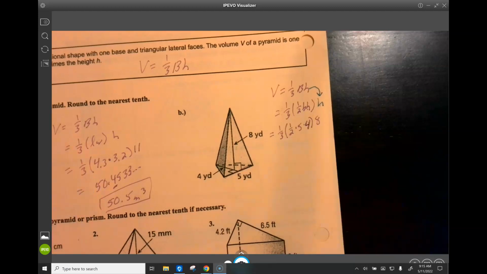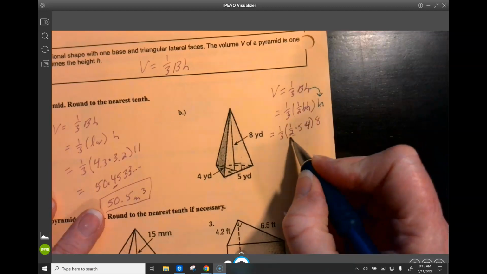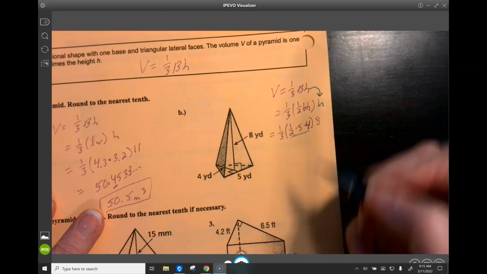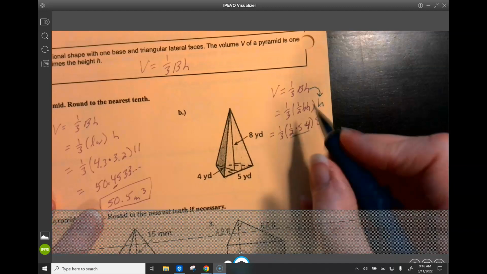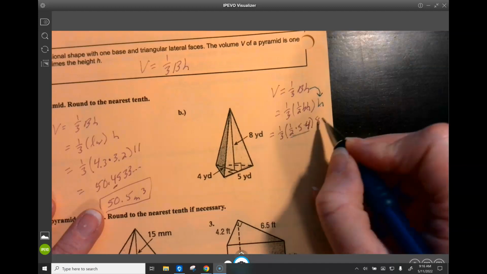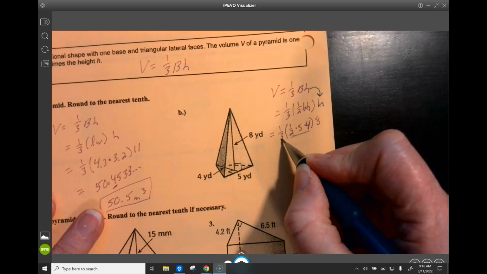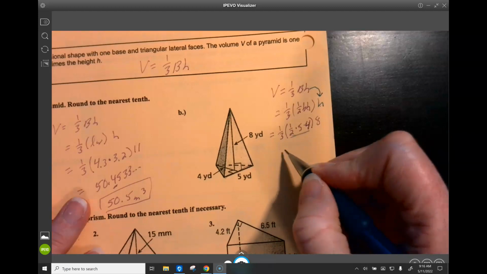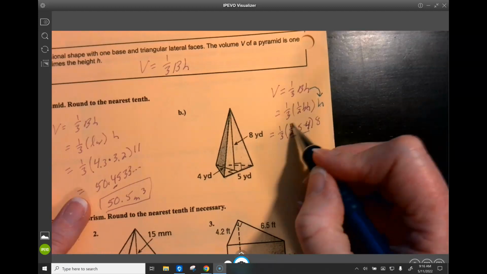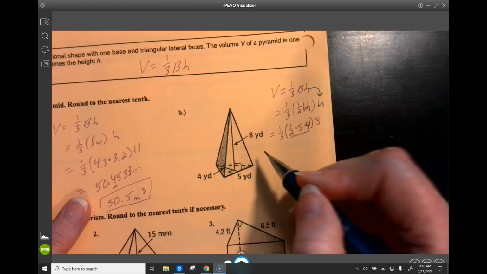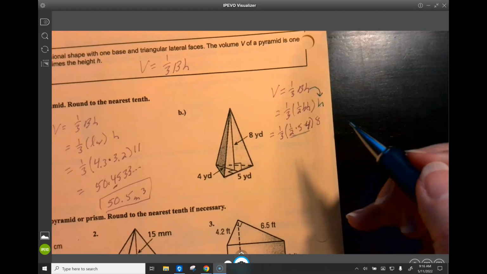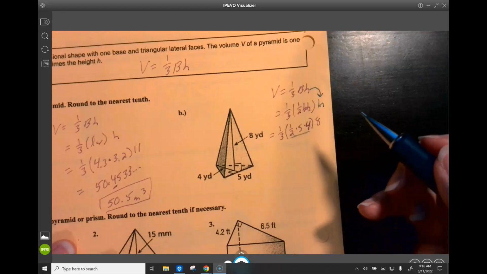What I could do here is notice I could multiply all that in my head. Because 5 times 4 is 20, half of 20 is 10. Take that times 8, I get 80. Take 80 divided by 3, or times 1/3, and I can come up with my answer. So look for those sometimes. It's actually quicker to do that in my head than to enter all this stuff in my calculator.